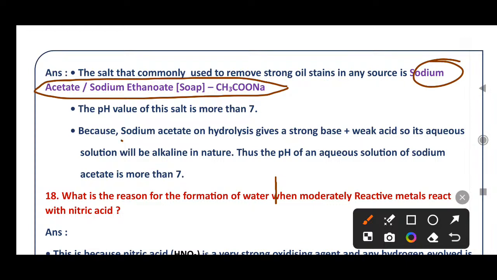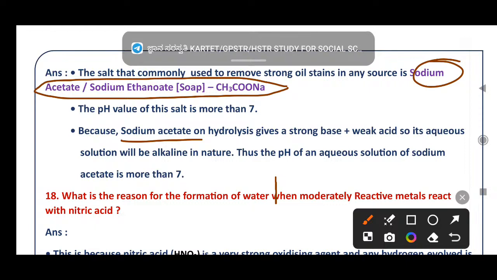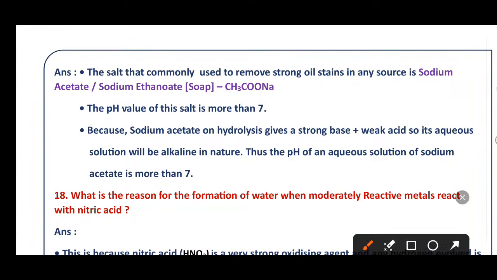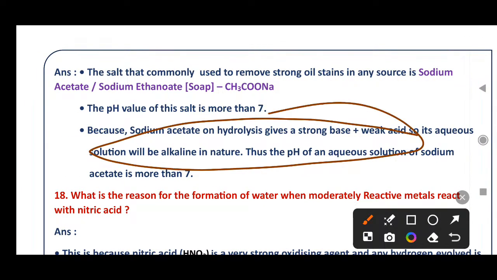What change in this one, sodium acid? In that case, long chain hydrocarbon, or what, detergents hydrolyzed to give a strong base with weak acid, so its aqueous solution will be alkaline in nature. Thus the pH of aqueous solution of sodium acetate is more than 7. A little bit of change here, whatever I suggested for you, you have to change this also.